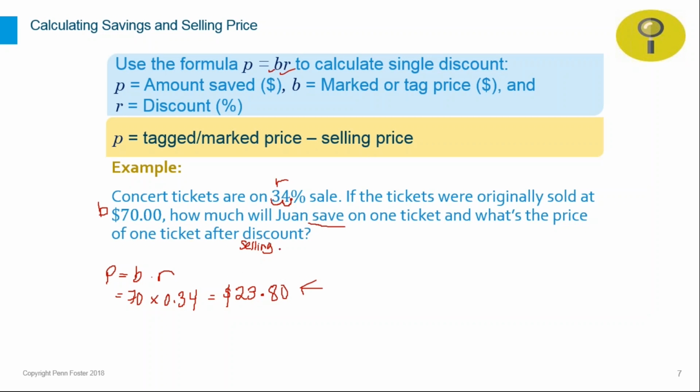There is another part of the question. What is the selling price? The selling price would make sense to subtract the savings from the tag price, and that will give you the selling price. So the selling price is the original price, 70, minus the savings, minus 23.80, and that will give you the end price or the selling price for one ticket, $46.20.